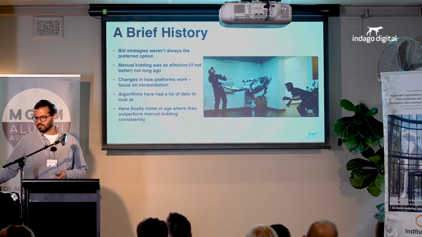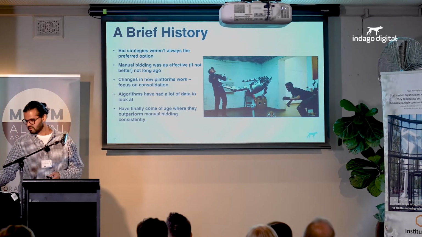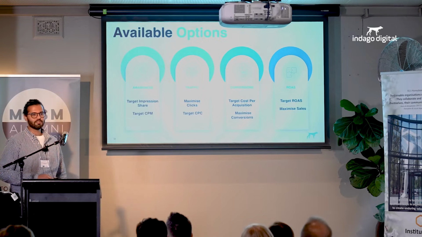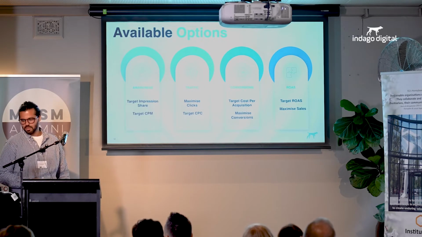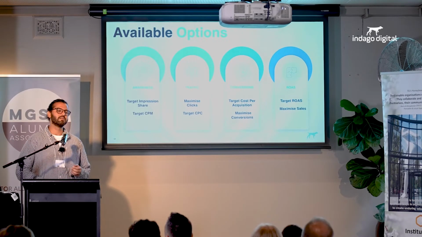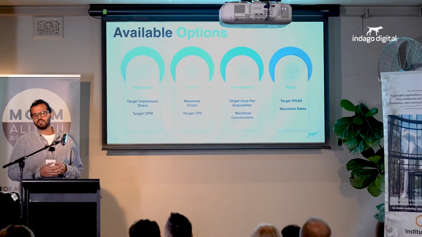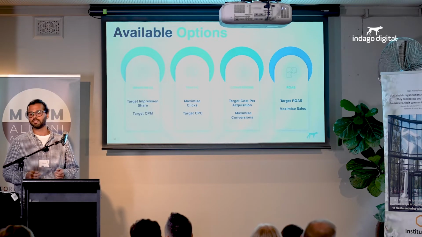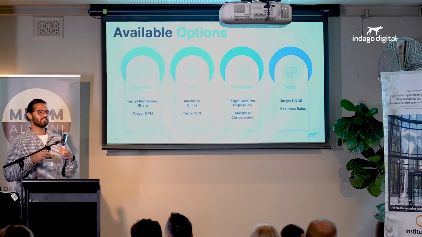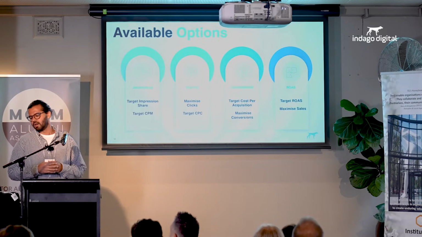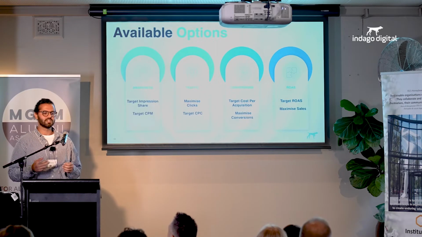So what are the options available? This is a pretty generalistic view of what's available across different platforms in terms of bid strategies. Most of these platforms provide bid strategies or recommend bid strategies based on your objectives. These objectives are broadly categorized as awareness, traffic, conversions, and ROAS, return on ad spend. And within each of these objectives, you'd find whatever options are available within the platforms. These options, like target impression share available in Google Ads, might be called something else in another platform.